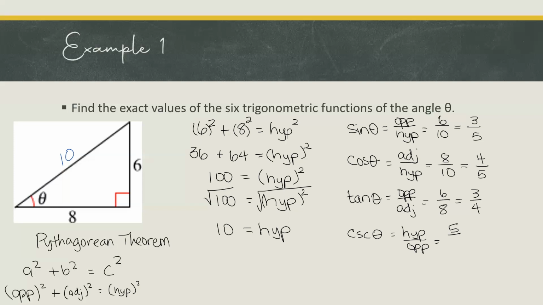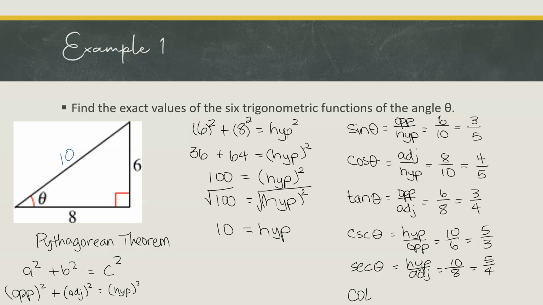Let me go back to using the definition. Hypotenuse is 10, so let's start with 10 over the opposite side 6. And reducing those gives me 5 over 3. So it is the reciprocal, you can see here, of sine. So sine is 3 over 5. The reciprocal, just flipping it over, is 5 over 3. Secant of this angle theta is the hypotenuse over the adjacent side. So 10 over 8, which simplifies to 5 over 4.